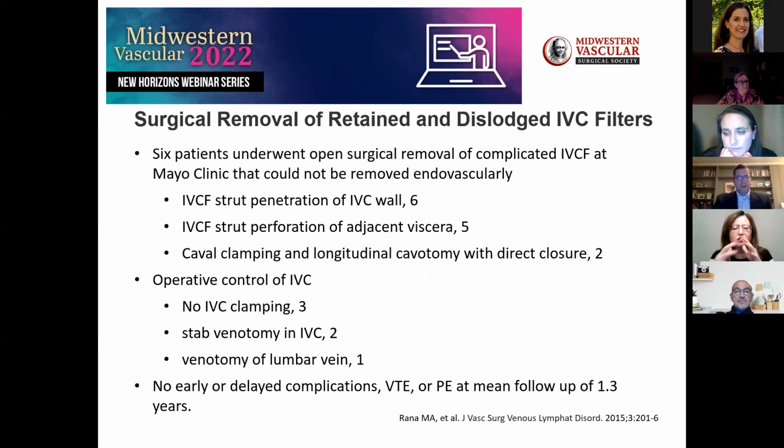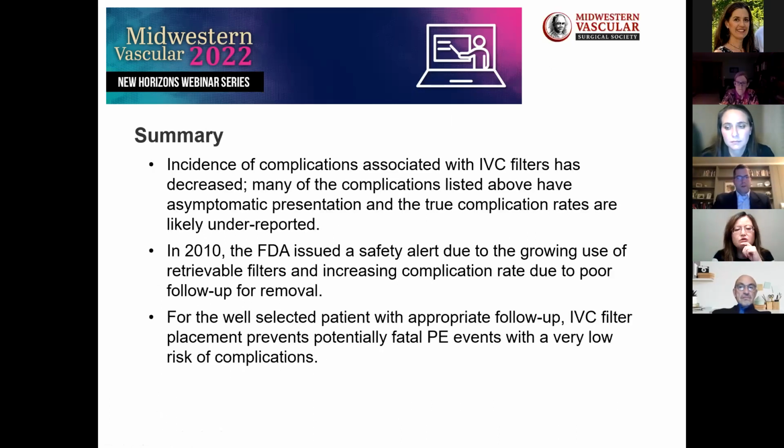This one is out of the Mayo Clinic group. 6 patients underwent open surgical removal because they all have strut penetration, like I demonstrated. They all have perforation into their viscera, you know, the bowel, the spine or kidney sometimes, duodenum, cable clamping, longitudinal venotomy. Some of them, they actually do a sheath. So that's pretty cool there too.